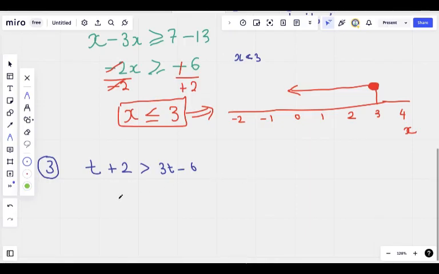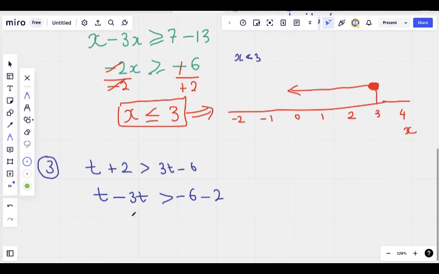So by so doing, like we said, we collect like terms. This 3t will go to the left, and it will become minus 3t, greater than negative 6 on the right. Bring all the numbers only to the right. And then bring this plus 2 from the left to the right, and it will become negative 2.